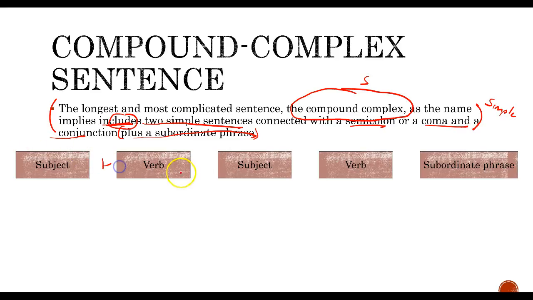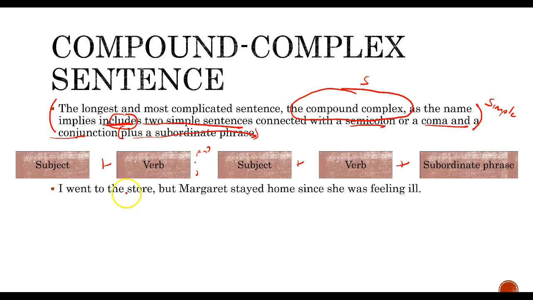subject plus a verb, and then you need a comma and a conjunction or a semicolon, and then a subject and a verb, and a subordinate phrase. And they can kind of go in any order you choose. Let's take a look at some pretty simple ones. I went to the store, but Margaret stayed home since she was feeling ill. This one follows the exact structure I sort of laid out right here. Here's the subject, I went to the store, but Margaret stayed home since she was feeling ill, and here's her subordinate phrase. So that's a pretty good example there.